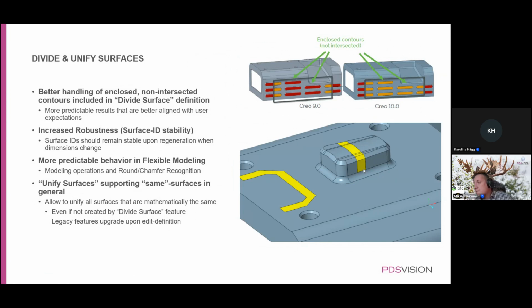move command in flexible modeling usually causes these rounds to be auto-generated for you. So there's no continuation of the divide surfaces, but all the rest of the surfaces that had it are still keeping it.